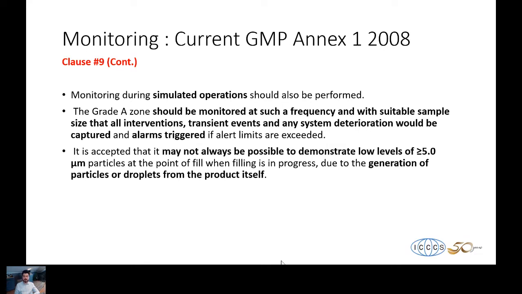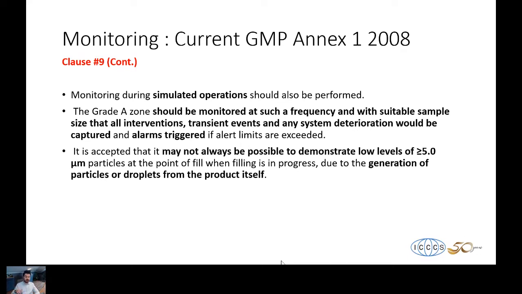It is accepted that it may not always be possible to demonstrate a low level of 5 micron and larger particles at the point of fill when the filling is in progress, due to the generation of particles or droplets from the product itself. Let's not limit this to the production location. In some cases, due to the nature of production, these particles can have a peak count where you'll have these peaks and monitor them. If it's a one-time issue, then you'll be safe.